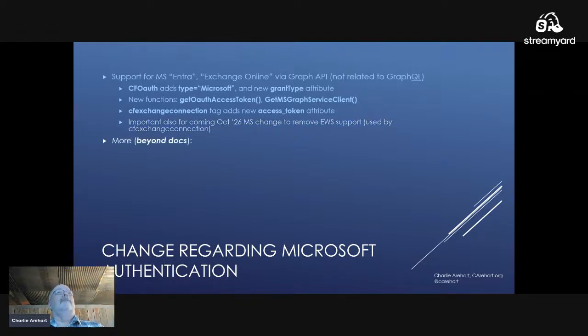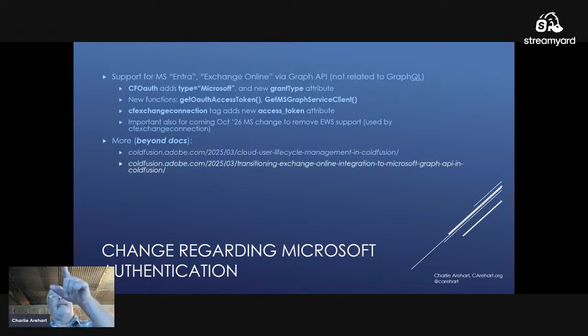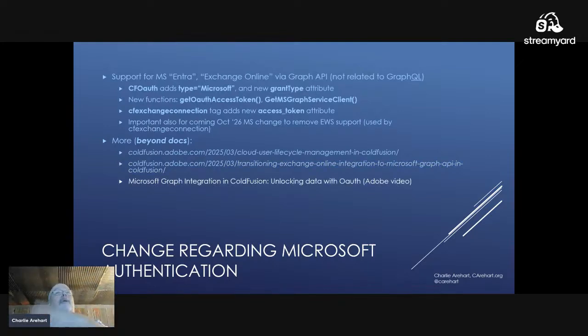So I'll leave you to explore the docs, and then beyond the docs, here's a blog post that they did on the subject of lifecycle management within apps like this that do OAuth, and then transitioning Exchange to the new Graph API capability. Again, Graph API, not GraphQL. And then they did a whole video, Unlocking Data with OAuth. And there's the link to that.